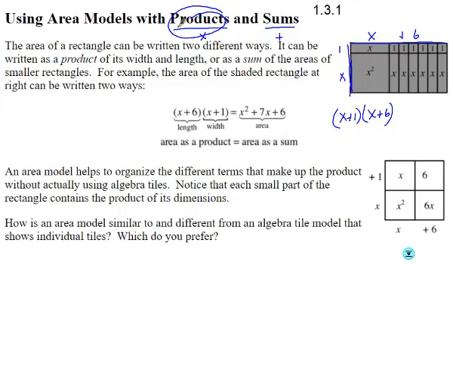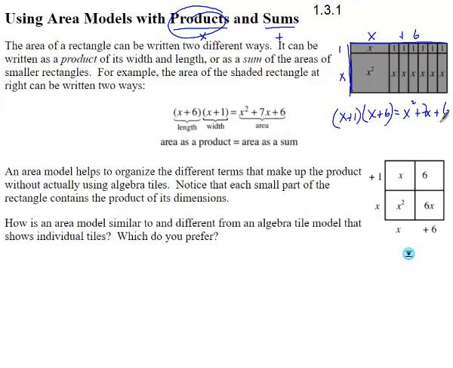And the sum is adding the areas inside. We have 1 x squared. There's only one of them. And we have 1, 2, 3, 4, 5, 6, 7 x's. And then we have that plus 6 there. So that's, as a sum, the answer to an addition problem.